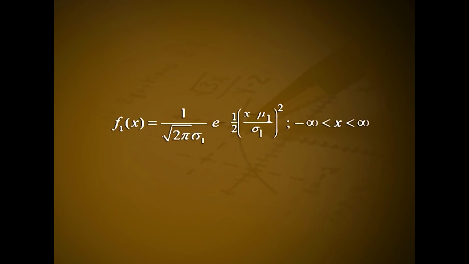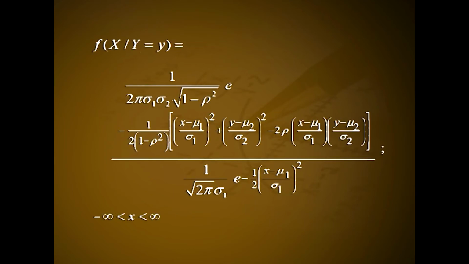Also we have x following normal(mu 1, sigma 1). So, f 1 of x is equal to 1 by root 2 pi times sigma 1, e raised to minus 1 by 2 times ((x minus mu 1) divided by sigma 1) whole square, for minus infinity less than x less than plus infinity. f of x given y equal to small y is equal to 1 divided by 2 pi times sigma 1 times sigma 2 times the square root of 1 minus rho square, times e raised to minus 1 divided by 2 times (1 minus rho square), times (((x minus mu 1) by sigma 1) whole square plus ((y minus mu 2) by sigma 2) whole square minus 2 rho times ((x minus mu 1) by sigma 1) times ((y minus mu 2) divided by sigma 2)), all divided by 1 by square root of 2 pi times sigma 1, then times e raised to minus 1 by 2 times ((x minus mu 1) divided by sigma 1) whole square, for minus infinity less than x less than plus infinity.